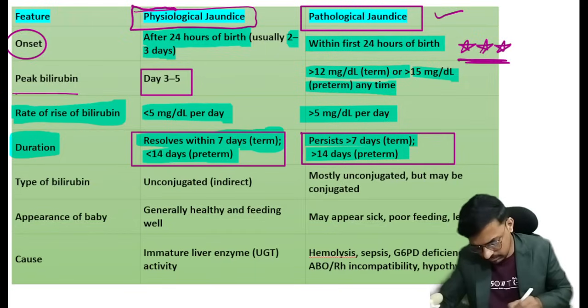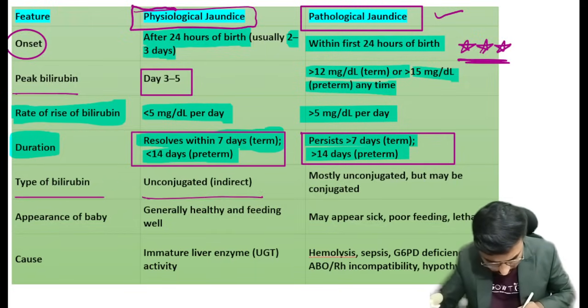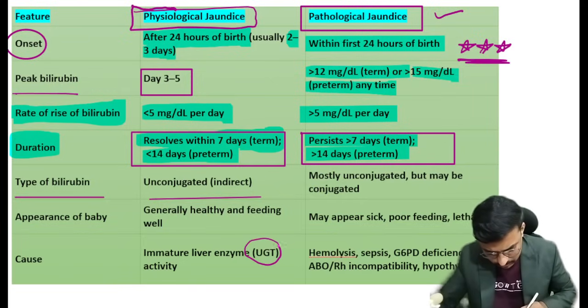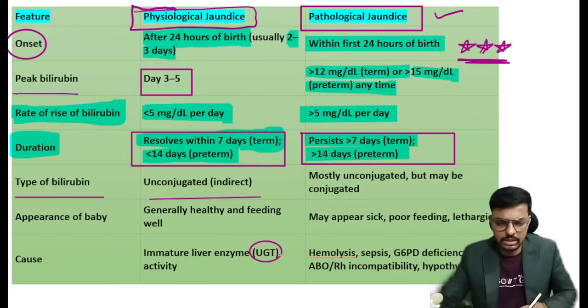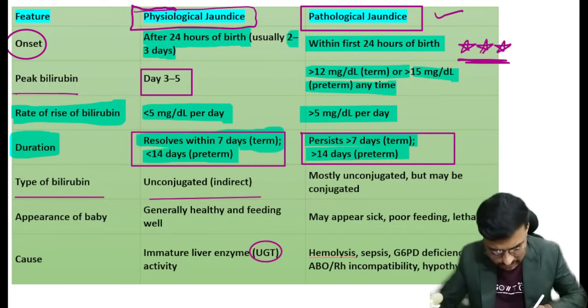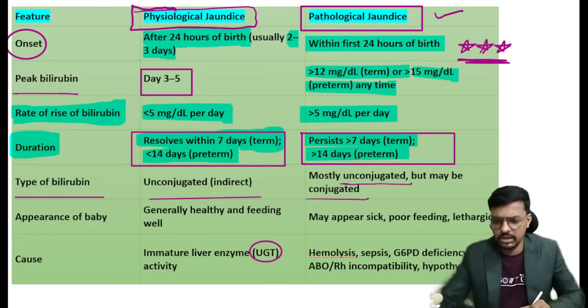Okay, so the next differentiation is the type of the bilirubin. In physiological jaundice, only unconjugated bilirubin increases. Why? Because it is due to the immature liver and the immature liver enzyme, that is UDPGT. So UDPGT or UGT is deficient or immature, so the unconjugated bilirubin is not getting converted into conjugated, and that is the reason it remains in the blood. In pathological jaundice, both the unconjugated and the conjugated bilirubin will increase. Very, very important.